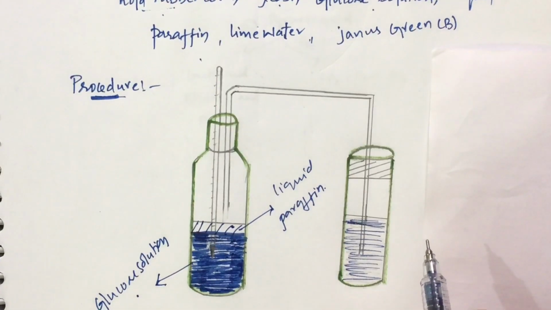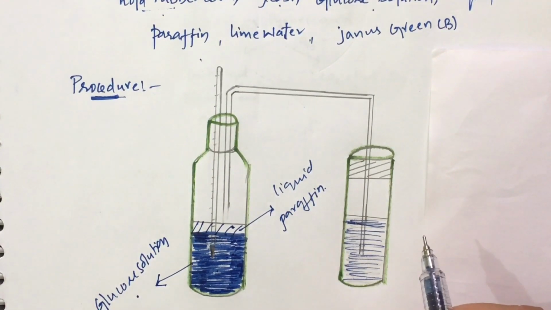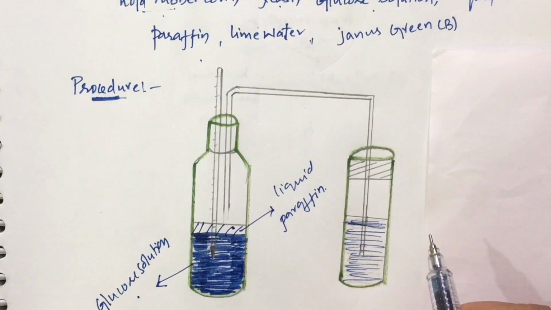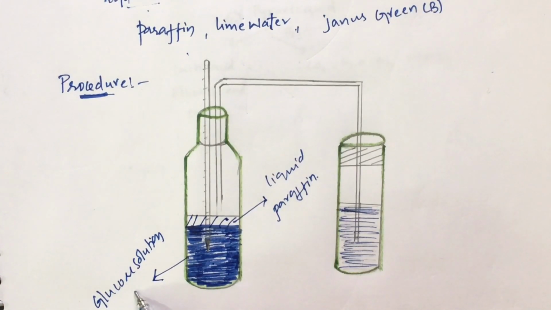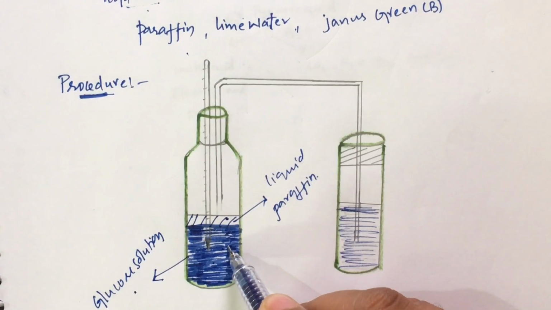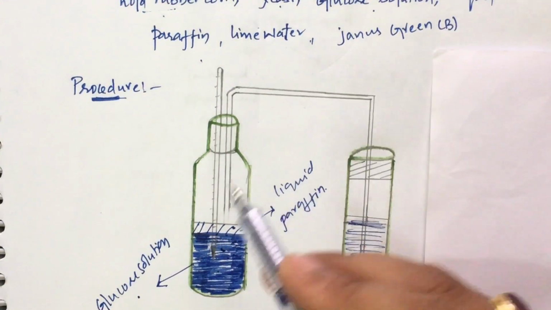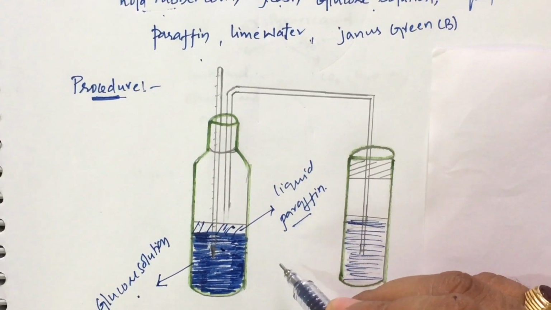Okay, now let us discuss the procedure to perform this experiment. First we need to prepare a glucose solution in a beaker. After preparing the glucose solution, heat it for a minute and cool it without shaking. After a few minutes, add the glucose solution into the flask. Then add some yeast to the glucose solution in the flask. Pour some liquid paraffin wax. So this is one layer of liquid paraffin wax we need to pour in the flask.